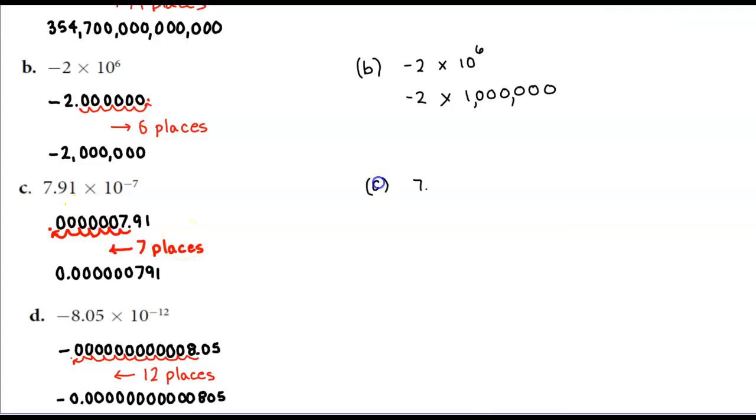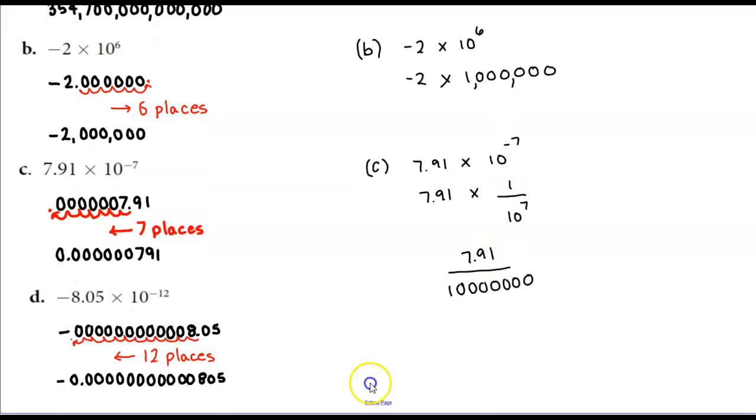We have 7.91 times 10 to the negative 7. Now think about our exponent rules. This is the same thing as 7.91 times 1 over 10 to the positive 7, which is the same thing as 7.91 divided by 10 to the 7th power, which means you have 7 zeros.